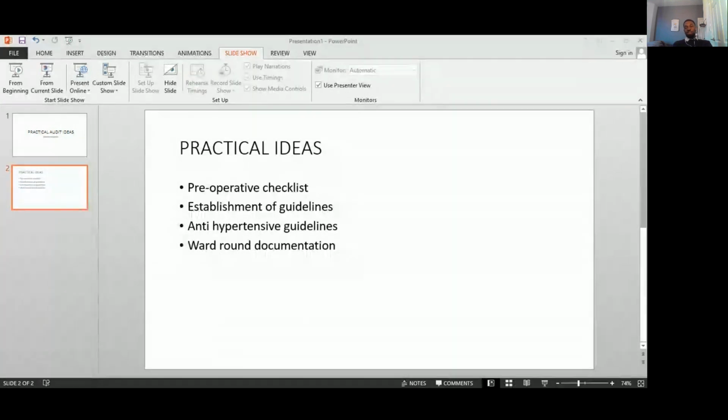And basically, anyone who gets into that department would not find it hard to write ward rounds or to follow with whatever the department is doing. That's another practical idea that you can do with regards to ward round documentation.